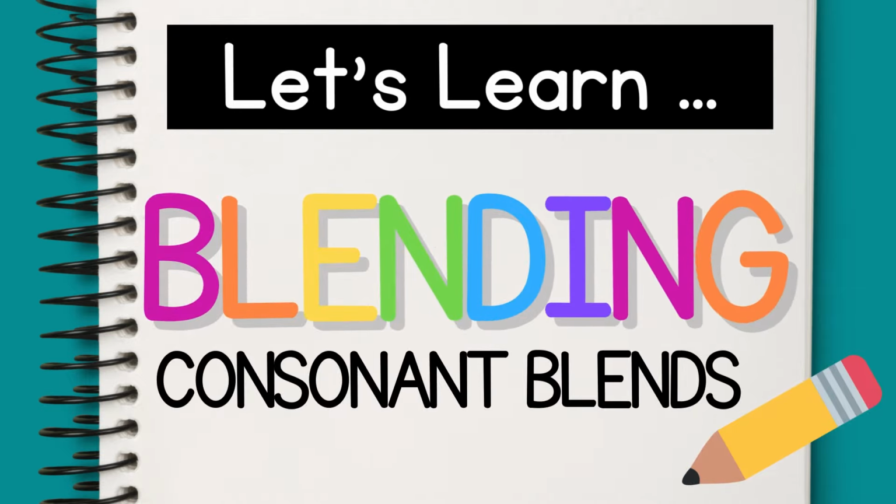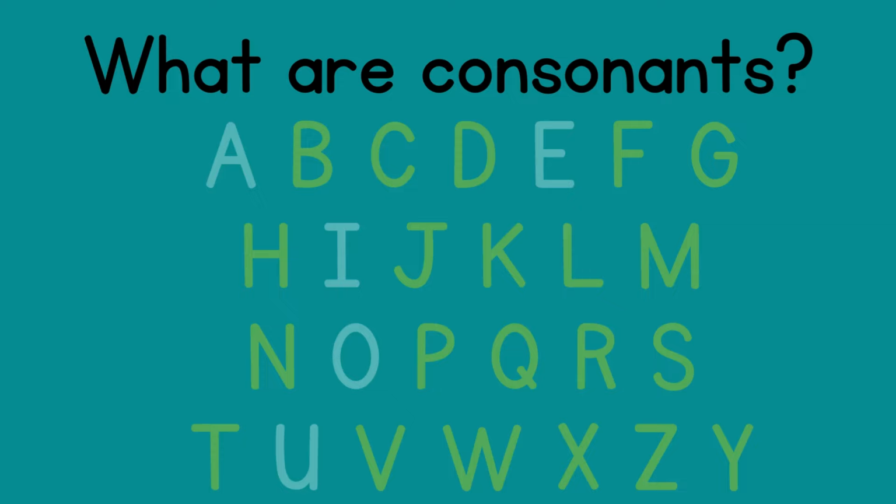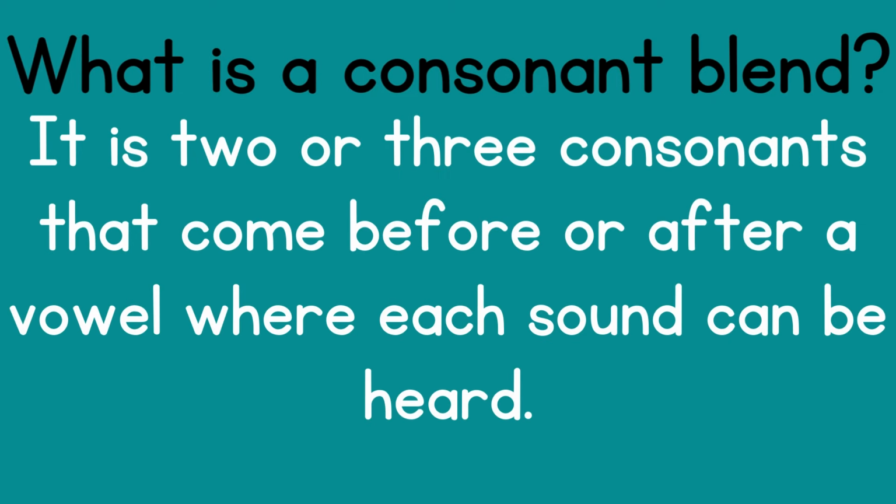Let's learn blending, consonant blends. What are consonants? Consonants are all the letters of the alphabet except the vowels A, E, I, O, and U, so all the yellow letters. What is a consonant blend? It is two or three consonants that come before or after a vowel, where each sound can be heard.